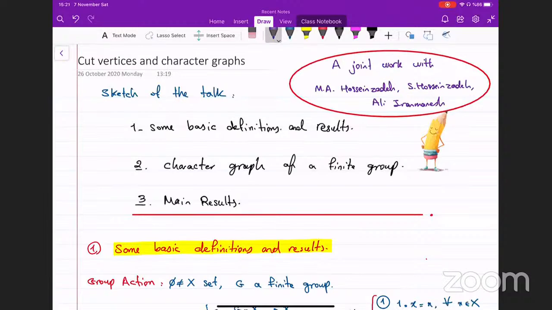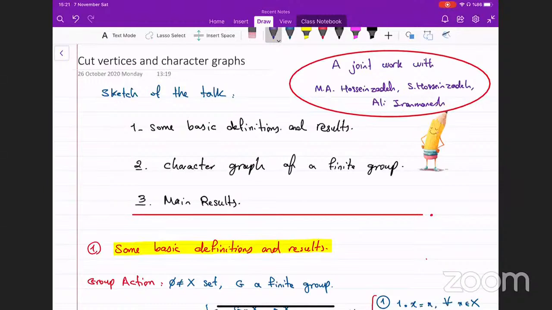Okay, this is part of a joint work with Muhammad Ali Hossein-Zadeh, Samana Musayizadeh and Ali Ramanish. These are my colleagues from Iran that we actually work on some projects.